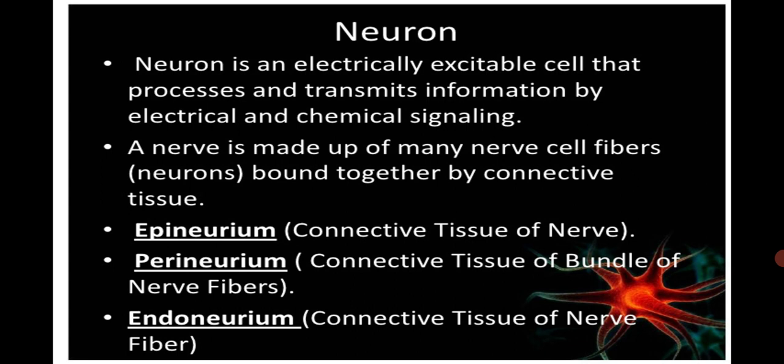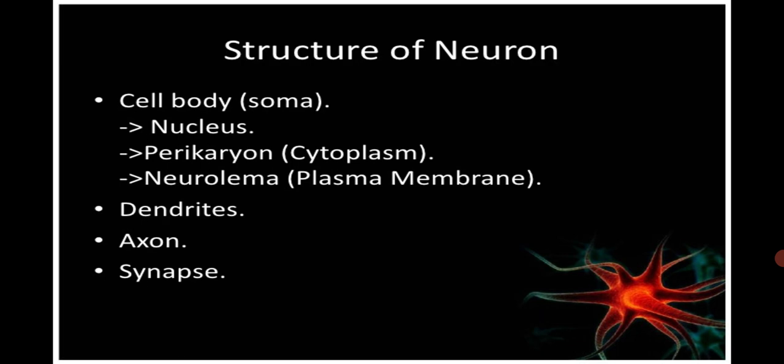A nerve is made up of many nerve cell fibers, which are called neurons, bound together by connective tissues. And what types of connective tissues are present in nerve tissues? These are the epineurium, which is the connective tissue of the nerve, then the perineurium, which is the connective tissue of the bundles of nerve fibers, and then the endoneurium, which is the connective tissue of the nerve fibers.